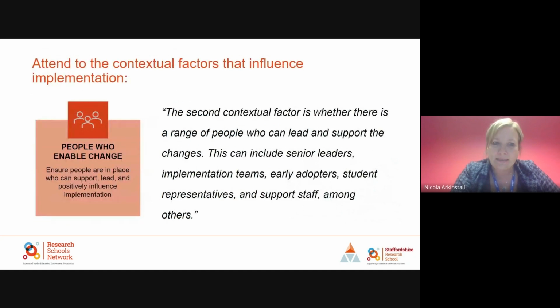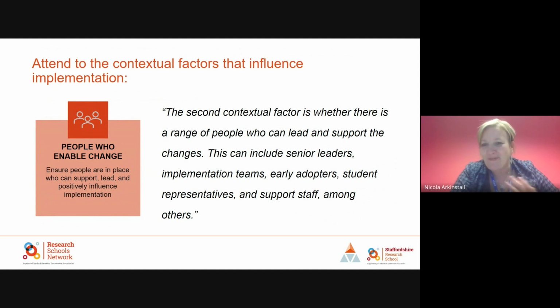The second contextual factor that I want you to just think about is the people who enable the change. And again, I'll just give you 30 seconds to read that slide. Again, so this is thinking about, do you have the right people in place to enable you to implement this?